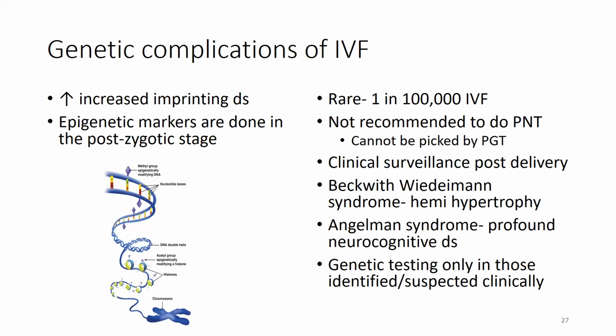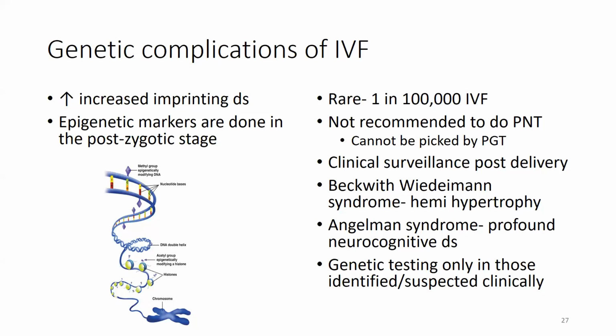When you've done IVF, at that point, it's in a petri dish. So it's lacking a placenta, and there's an increased risk of imprinting disorders. The good thing is it's very, very rare. It occurs in about 1 in 100,000 successful IVFs. It can't be tested when you're doing your PGT because the process is not complete. And it's so rare that testing is not even recommended.